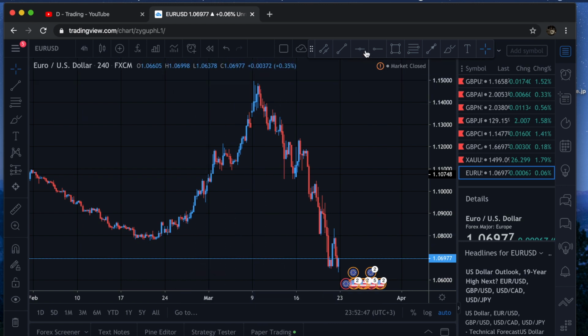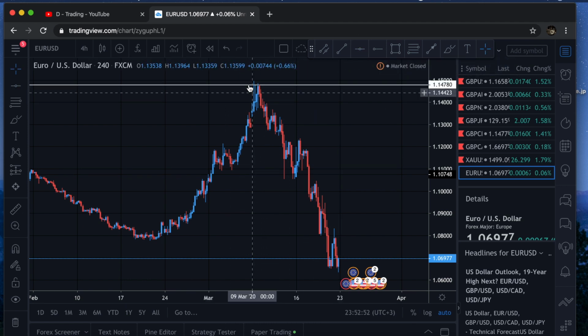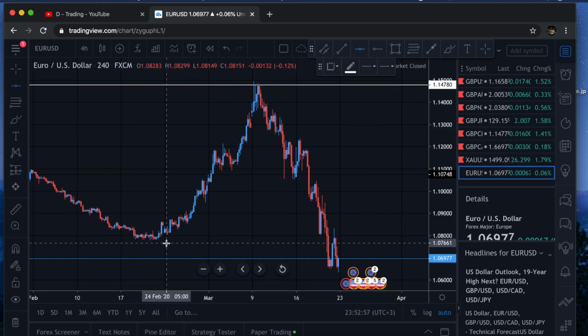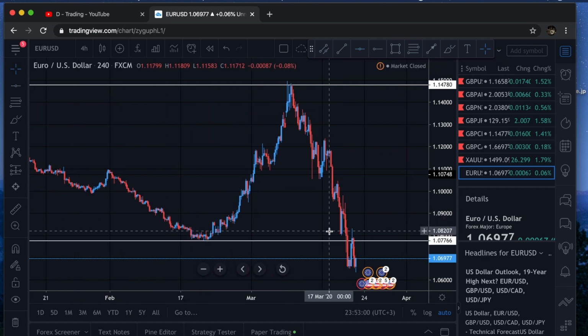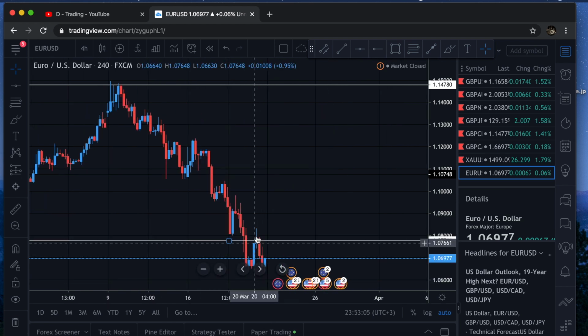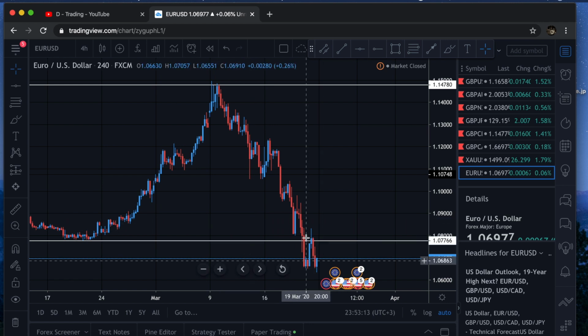So what's happening over here? As you can see, this is a resistance because the market reversed drastically from here, and this was a support. Previously, this was a support. Now it's broken and you can see that it's been tested as a resistance. Now it's acting as a resistance, but I'm still not sure if this is a false breakout or not. We'll just see with time. If this comes back up and then falls again, then yes, this will be confirmed as a strong resistance.